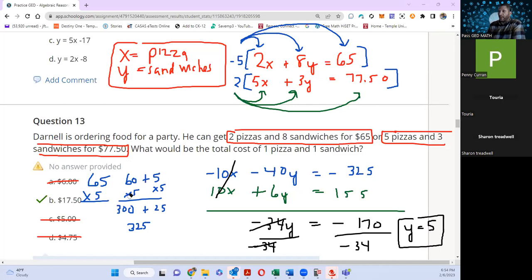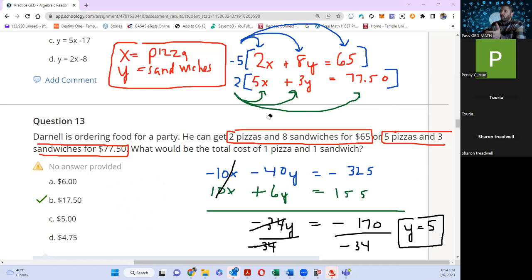Let's make sure we do it all the way out. So I'm gonna erase this here. Okay. So if we know the sandwich is $5, where am I going to take this 5? What am I going to do to it? I'm gonna plug it in to any one of those equations. I'm going to plug it into the first one.